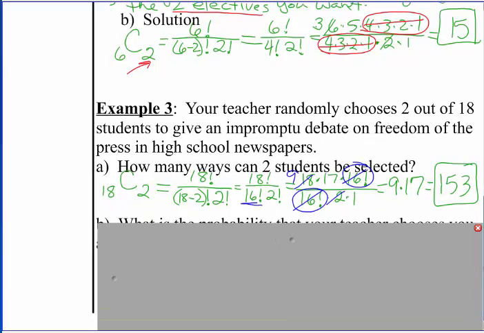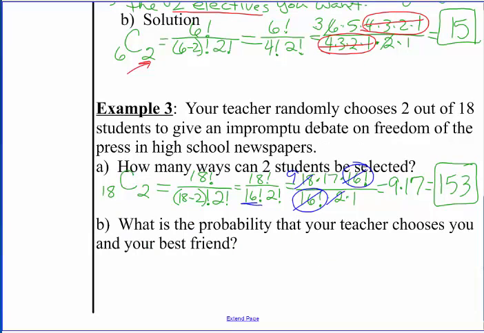Okay, to take that one step further, now we're going to look at the probability. Okay, the probability that your teacher chooses you and your best friend. Combinations and permutations are just counting methods. Methods to find the total number of possible outcomes. So when we're looking for a probability, it's always a fraction, and the bottom number is the total number of ways that selecting 2 students can happen. We already did that calculation right there. So it can happen 153 different ways that you could pick 2 students to give the impromptu debate.